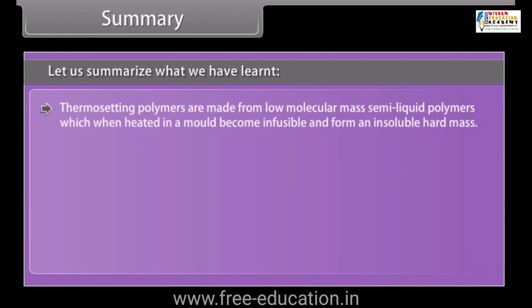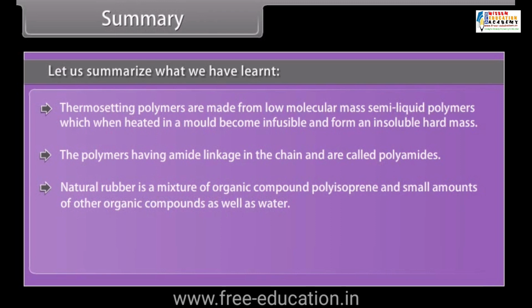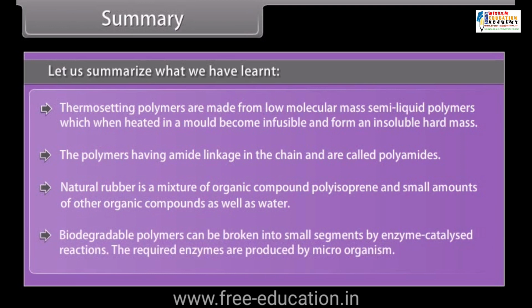Thermosetting polymers are made from low molecular mass semi-liquid polymers which, when heated in a mold, become infusible and form an insoluble hard mass. The polymers having amide linkage in the chain are called polyamides. Natural rubber is a mixture of the organic compound polyisoprene and small amounts of other organic compounds as well as water. Biodegradable polymers can be broken into small segments by enzyme-catalyzed reactions. The required enzymes are produced by microorganisms.